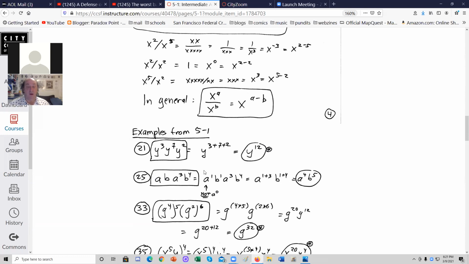This is a common error. When people see this, they just think, oh, there's nothing on there. Well, no, it's really an invisible one. a equals a to the 1st.